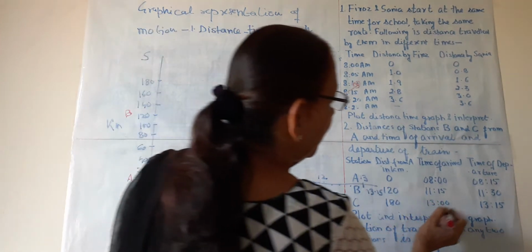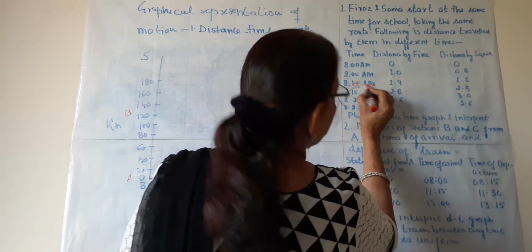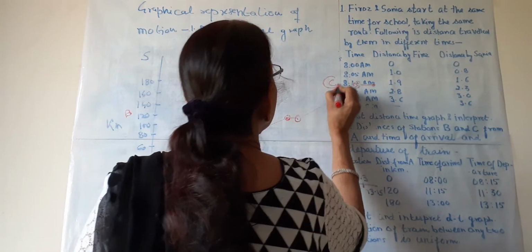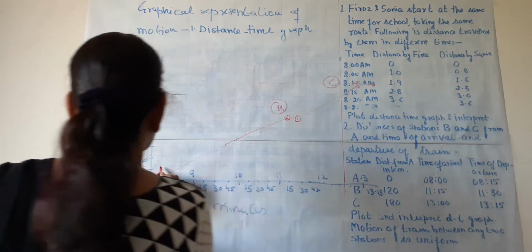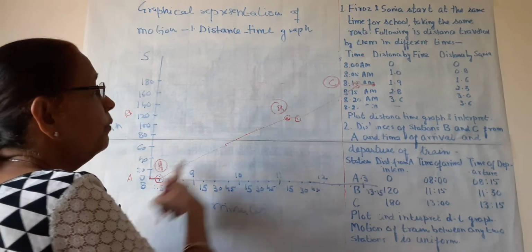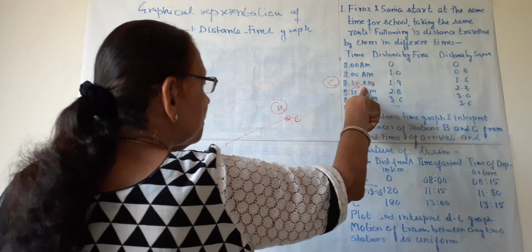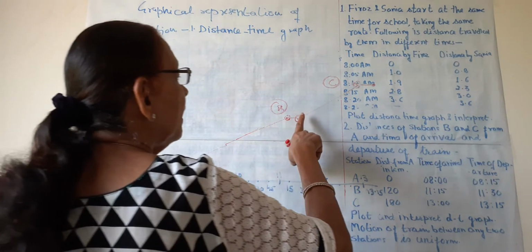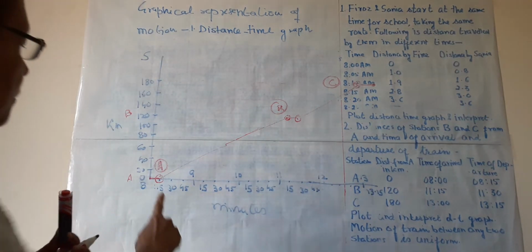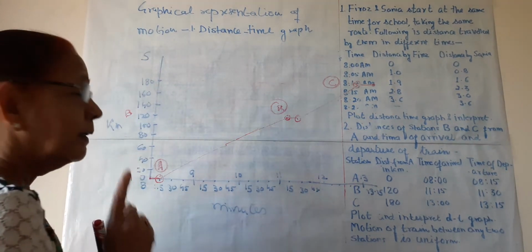And from 1 to 1:15 the train is stationary. It is at the same station. So this is at C, this is at B, and this is at A. Station A for 15 minutes not moving, station B for 15 minutes not moving, on C 15 minutes not moving, and A to B and B to C, the graph will be like that. So on this axis we have time, on this axis we have distance.